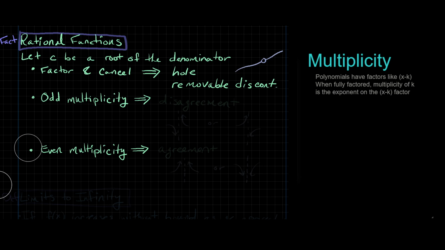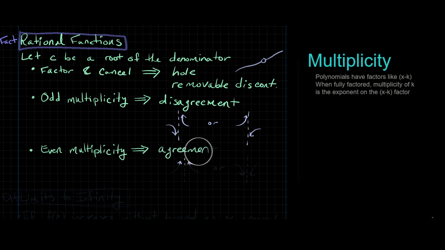Now when the multiplicity of a root of the denominator is odd, there's going to be a disagreement. We're going to have either that situation or that situation. That's what we saw in the first example. When the multiplicity is even, they will agree, meaning we'll have them both shooting off to positive infinity or both shooting off to negative infinity. Right, so rational functions are pretty predictable in this way.